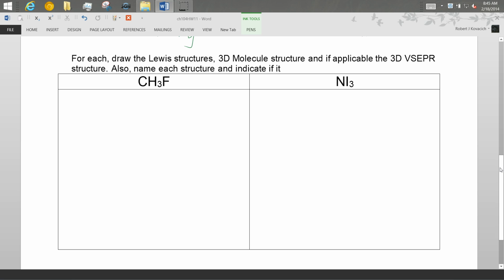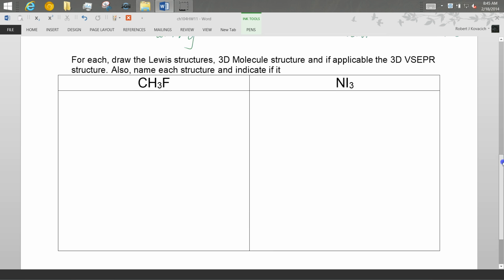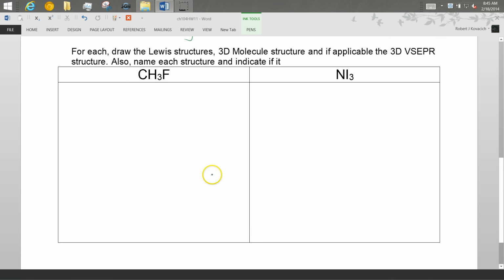All right, so I want to draw the Lewis structure, 3D model, and if applicable, 3D VSEPR shape. Also name each structure and indicate if it's polar or non-polar. That's what that was supposed to say; there seem to be words missing. Alrighty. Okay, so how do I draw a Lewis structure for this first one?